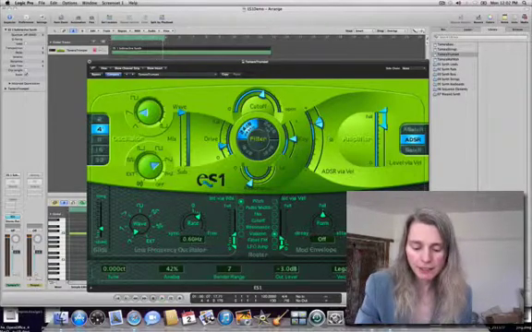and the direction of this modulation is from the oscillator via the ADSR envelope to the gain.